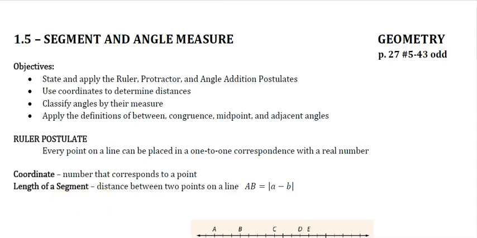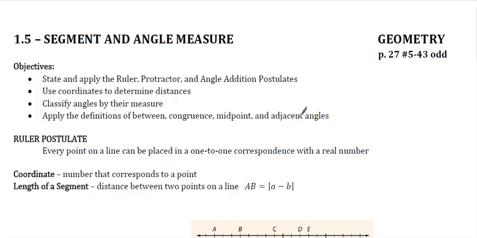All right, today we are doing 1.5, which is segment and angle measure. Our objectives today are to state and apply the ruler, protractor, and angle addition postulates. So we're learning a few more postulates. Use coordinates to determine distances. Classify angles by their measure. And apply the definitions of between, congruence, midpoint, and adjacent angles. So we got new vocabulary, new postulates, or rules, all kinds of things going on today.